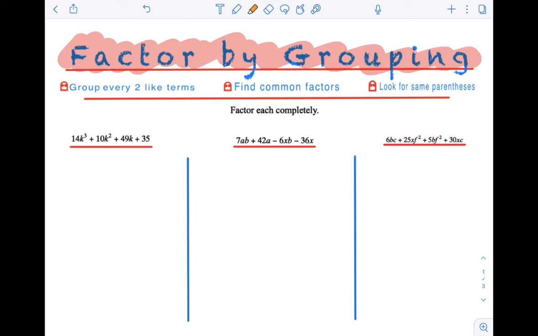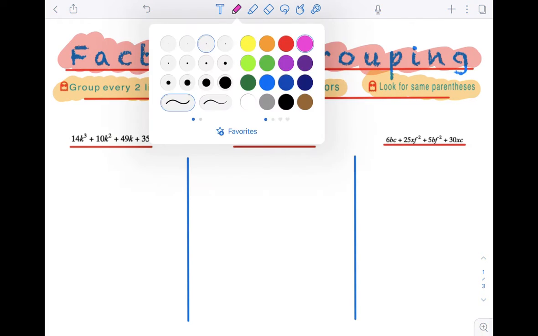Second thing we do is we're going to identify three key things that we need to know while doing this assignment. First, group every two like terms. We're going to keep that in mind. Next, we are going to find common factors. And then next, we are going to look for same parentheses. Now, all of that might not make sense right now, but it will in a few minutes.